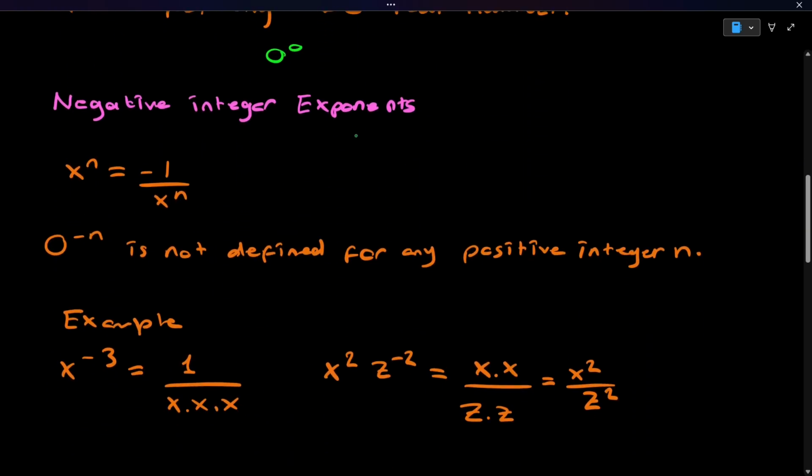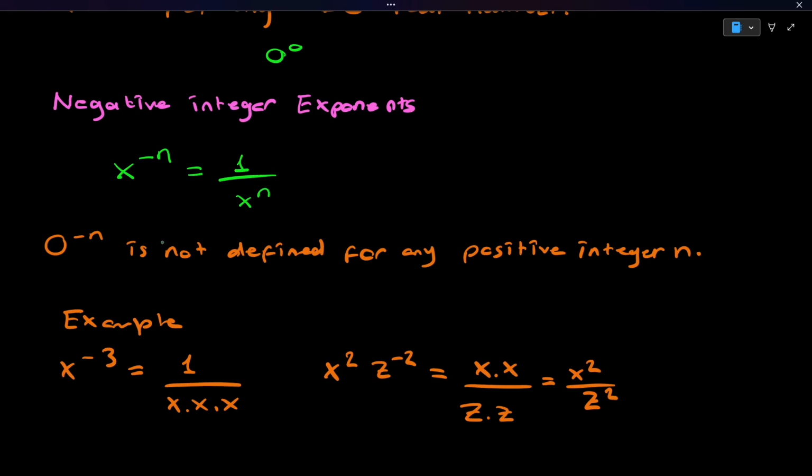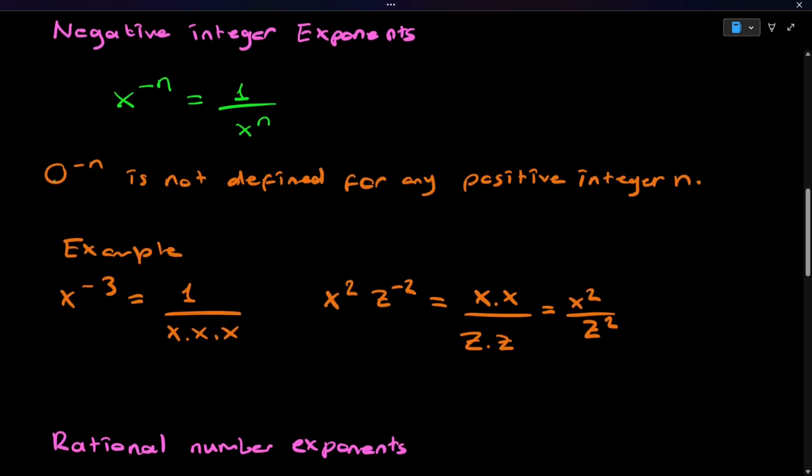Negative integer exponents. If we have this, this is wrong. Instead of this, we have to write x to the power of negative n is equal to 1 over x to the nth power. 0 to the power of negative n is not defined for any positive integer n because you cannot divide 1 with 0.